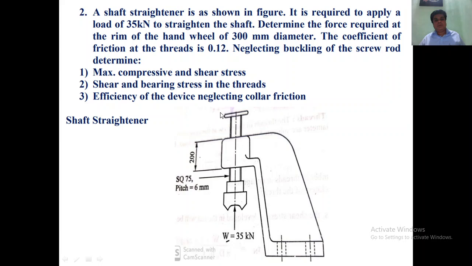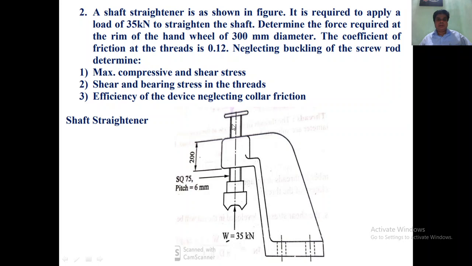At the top we have an anvil of 300 mm diameter, and when you rotate, this is a frame, and inside we have the nut here. This is a frame which holds this shaft straightener. So the coefficient of friction is given here, and it says you can neglect buckling. So now you don't have to design for buckling.